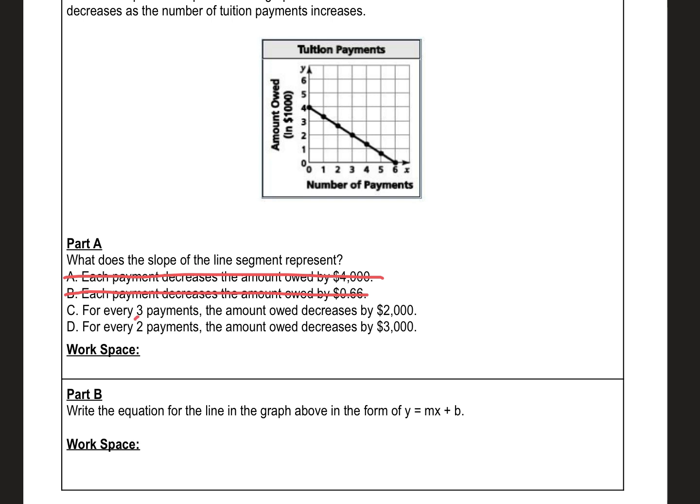So is it every 3 payments the amount is decreased by $2,000, or every 2 payments the amount is decreased by $3,000? So after 2 payments, she still owes almost $3,000. After 3 payments, she owes $2,000. So that means that C is our answer. After 3 payments, the amount owed decreases by $2,000. Then they ask us for part B.